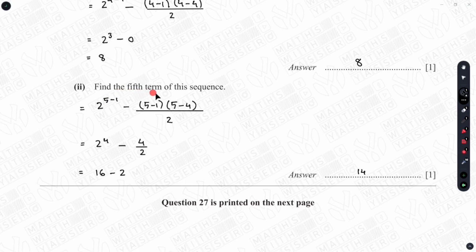Then it says find the fifth term of this sequence. So this will be 2 to the power 5 minus 1, and 5 minus 1 and 5 minus 4. So this will be 4 times 1, which is 4. 4 over 2 is 2. And 2 to the power 5 minus 1 is 2 to the power 4, which is 16. So it will be 14.